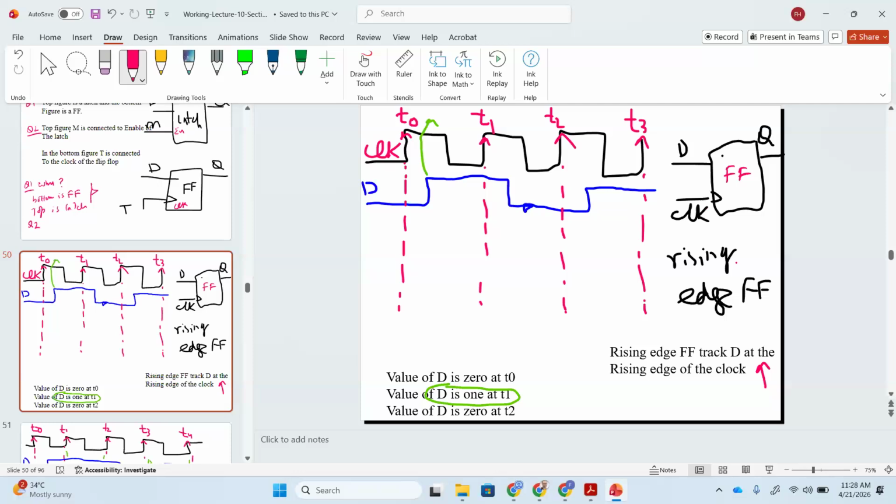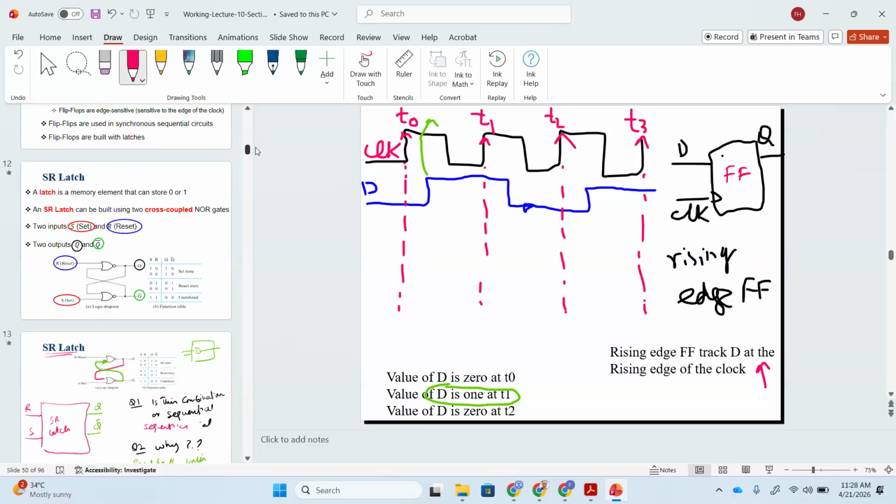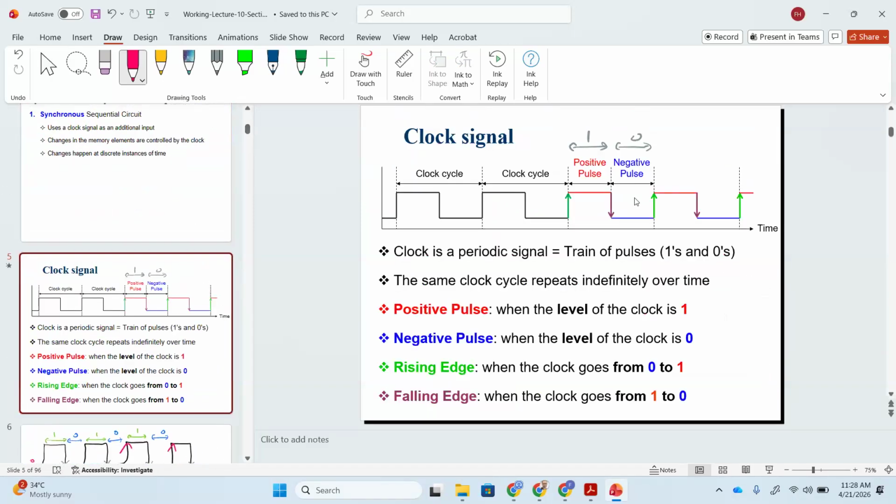Okay, and when there is a rising edge of the clock, can you tell me when that is? Remember we did it in our earlier lecture, in my first lecture. Can you see here? We have the rising edge. Which color is the rising edge? Green, the green one.